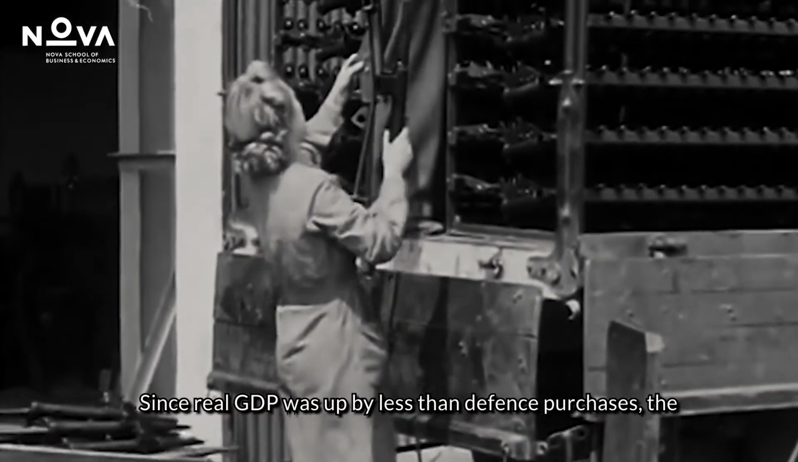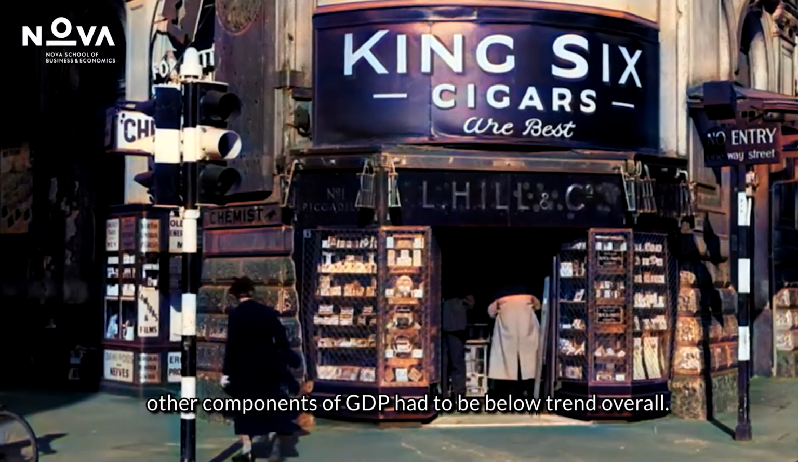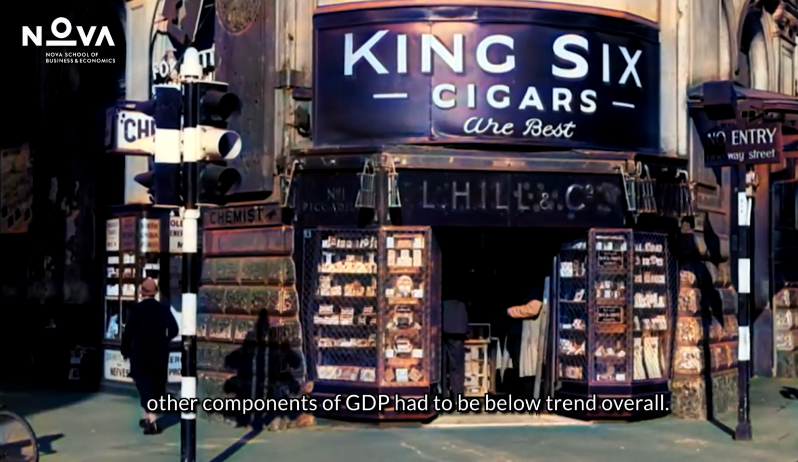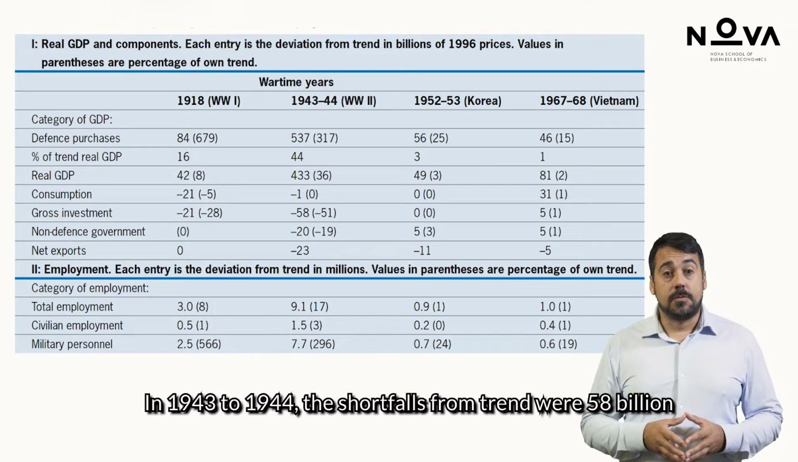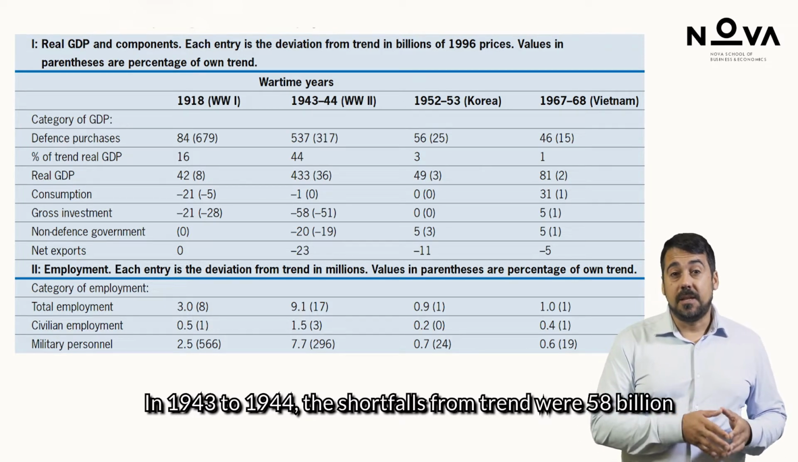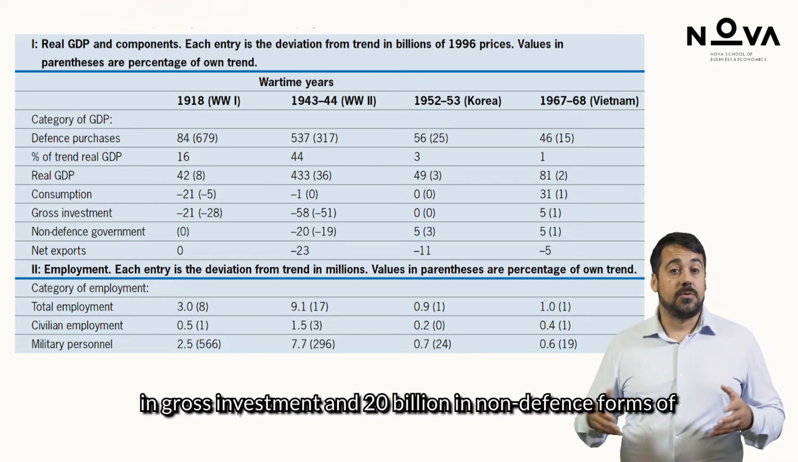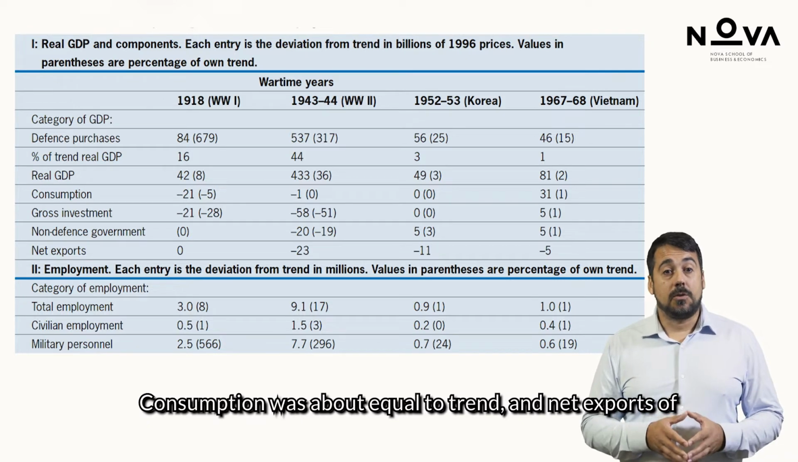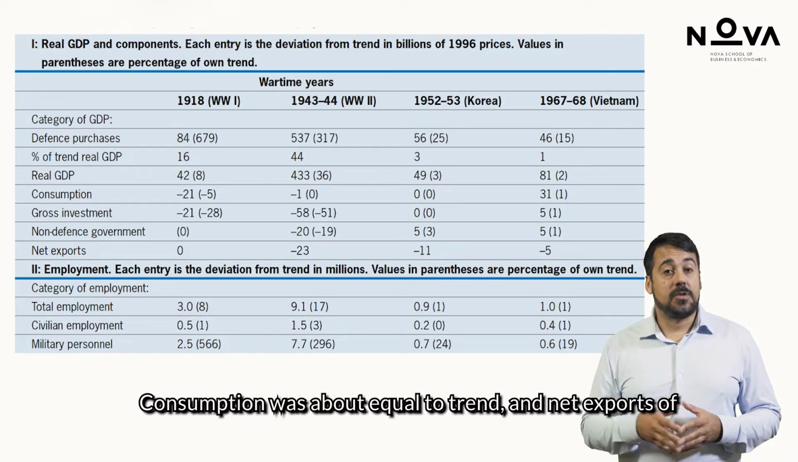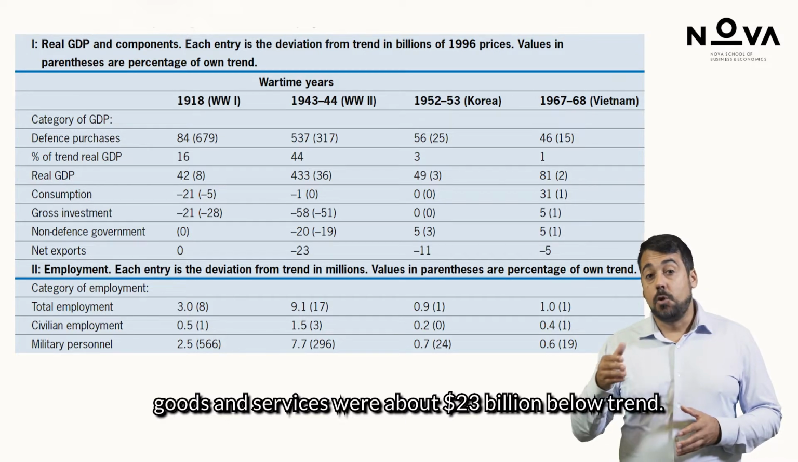Since real GDP was up by less than defense purchases, the other components of GDP had to be below trend overall. In 1943 to 1944, the shortfalls from trend were $58 billion in gross investment and $20 billion in non-defense forms of government consumption and investment. Consumption was about equal to trend, and net exports of goods and services were about $23 billion below trend.